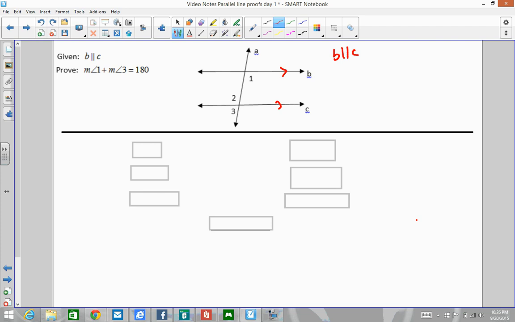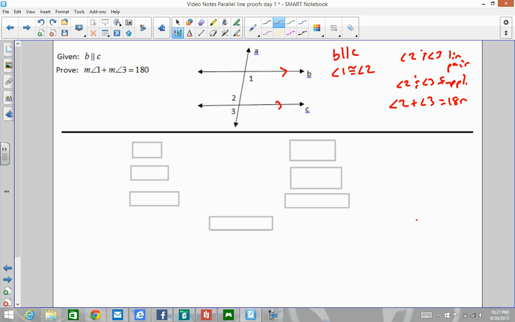All right, so B and C are parallel. And so if B and C are parallel, then I don't know anything about 1 and 3, but I do know that angle 1 and 2 are congruent because of there being an alternate interior pair. All right, and then that's about all I can do there. I know that angle 2 and angle 3 are a linear pair. I know that angle 2 and angle 3 are supplementary. All right, and then I know angle 2 plus angle 3 equals 180.